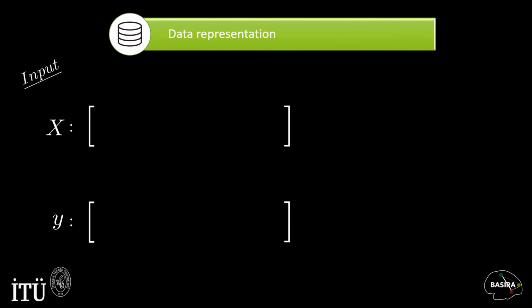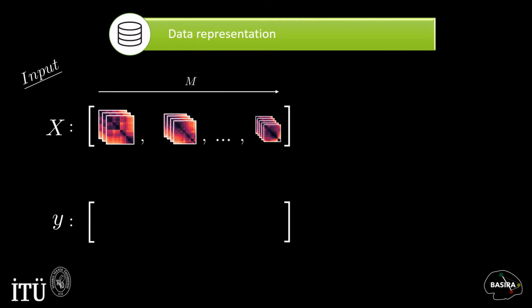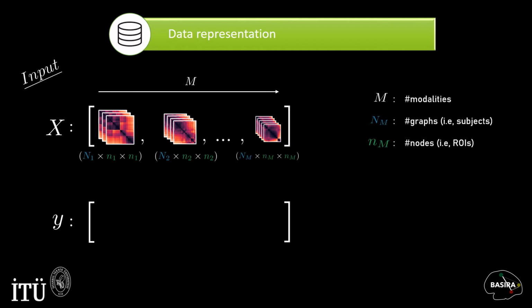Before running our UMC model, let's take a look at the input data. The first input should be a list of m sets of connectivity matrices from m modalities, where each set is a 3D array with different shape. Here big N represents the number of graphs in a given modality, and small n represents the number of nodes in each graph. The second input is a list of m associated label vectors, where each vector belongs to the corresponding dataset in the main list, and therefore has as many labels as the number of graphs in that dataset.